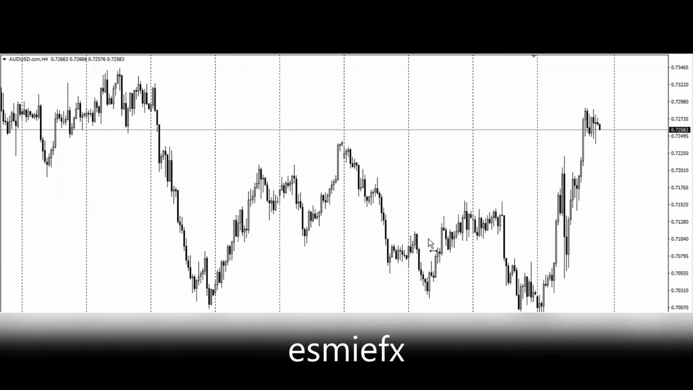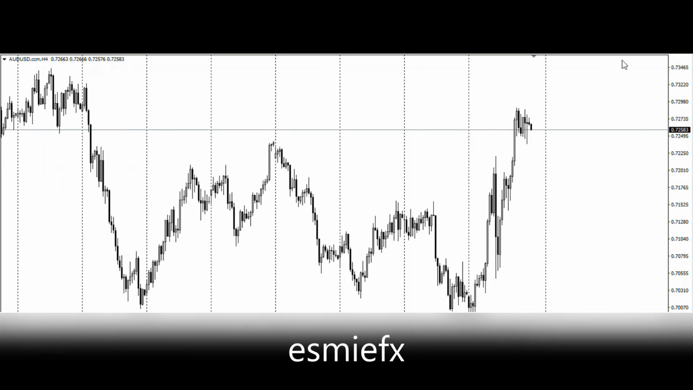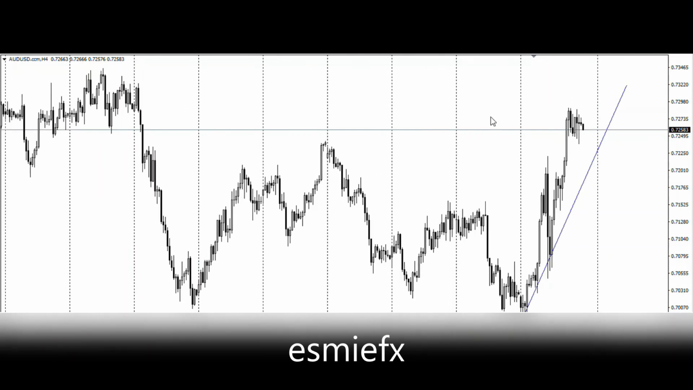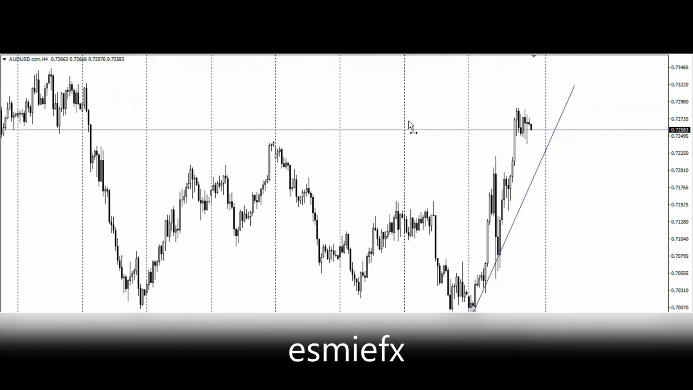This is Aussie. Aussie gave a nice movement up as well. So any break of this trend line. If it breaks, this is the low now. If it breaks this low, that'll be good. And then any pullback, I'll look to sell.